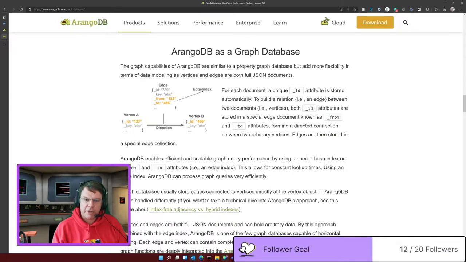Doing special hash indexes on the attributes from and to. So here what they're basically saying is one of the reasons they're fast, even though it's JSON, is these from and to attributes that get inserted into those JSON documents to represent the relationships. I have a special index on those to make things fast. Whereas in something native, like Neo, you'd get more of an index-free adjacency, where that's built into the data structure. This could be similar.